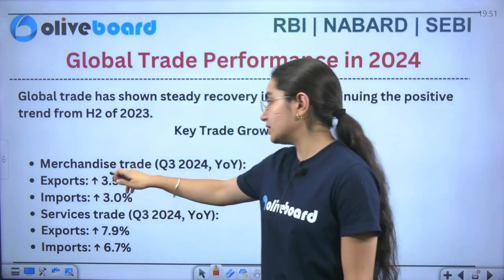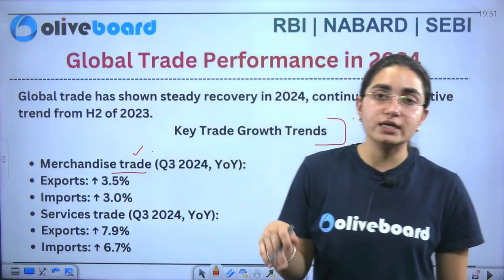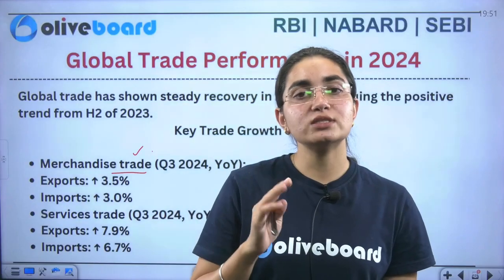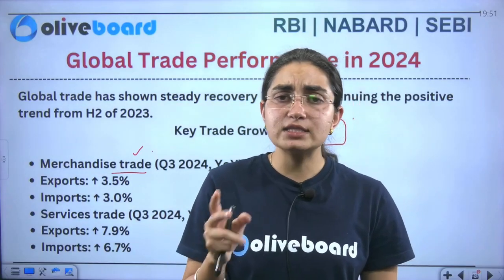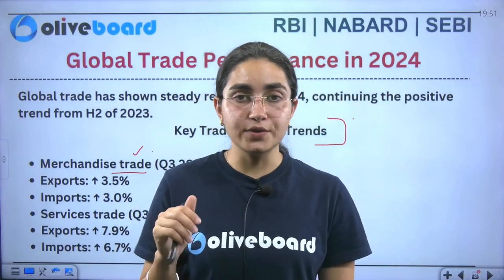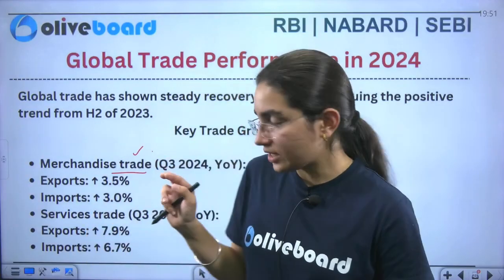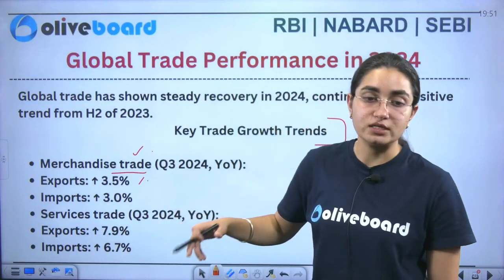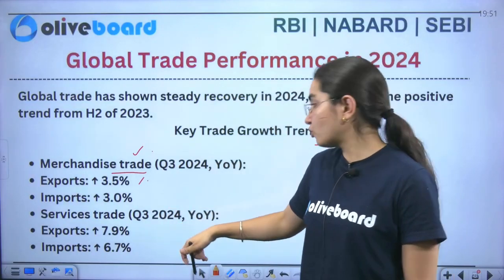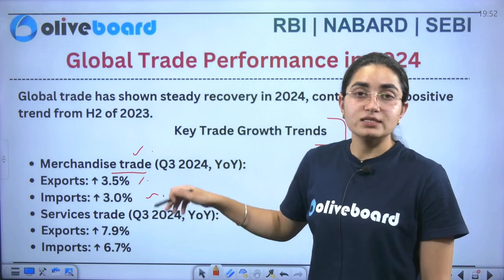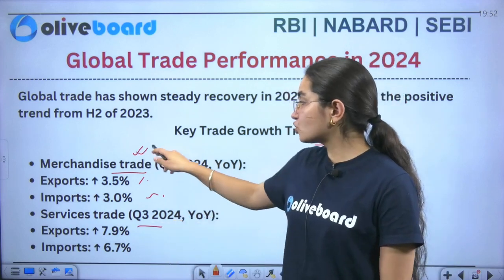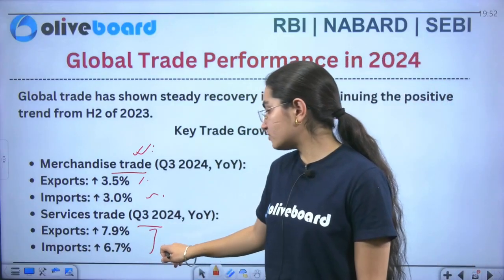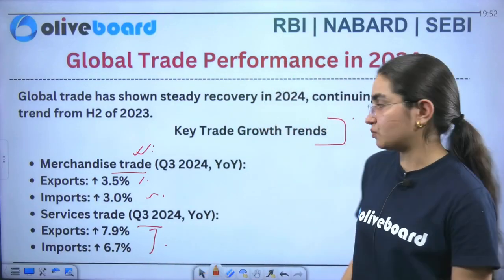First is your merchandise trade. Merchandise trade is that trade which consists of goods only, so you are exchanging goods from one place to another, but just goods and not services. That is known as merchandise trade. Now if I talk about exports, they have increased by 3.5%. Similarly, imports have increased by 3.0%. Services trade includes everything other than goods. So you can see there is growth in both aspects here, by 7.9% and 6.7%. Okay.